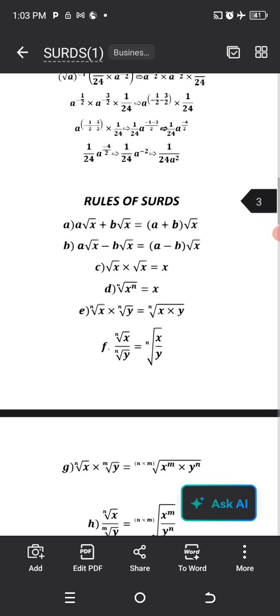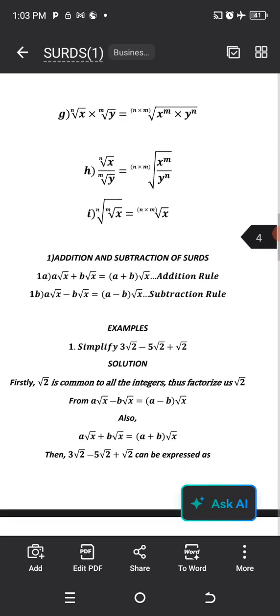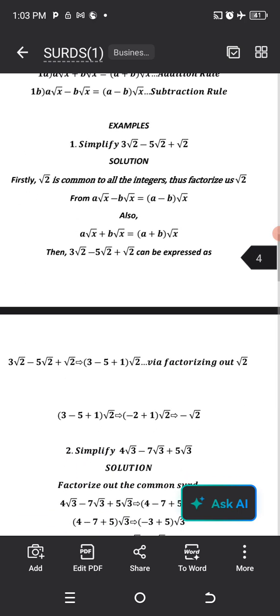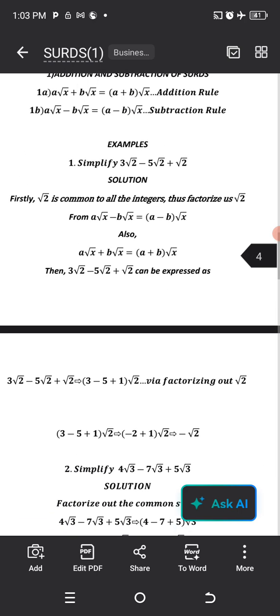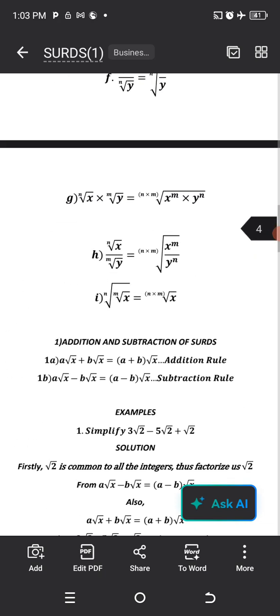So in the next video, on addition and subtraction of surds, I solved a lot of questions actually, and I would like to explain like four or five questions there if time permits. So next video we work on addition and subtraction of surds.